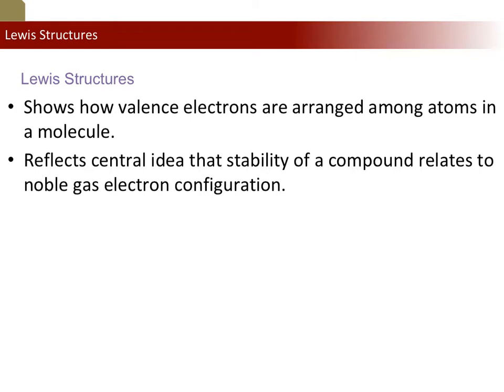Now let's talk about Lewis dot structures. They show how the valence electrons are arranged among the atoms of a molecule. They reflect a central idea that the stability of a compound relates to the noble gas electron configuration. A noble gas electron configuration, remember, has 6 electrons in the p orbital, or in other words, if you consider all the valence electrons in the highest energy level, we're looking at 8 valence electrons, also known as the octet rule. Now, we'll talk about the octet rule as our guiding principle behind drawing Lewis dot structures, but keep in mind this is AP chemistry, so I'll expect you to know a couple of the variations or the exceptions to the octet rule.